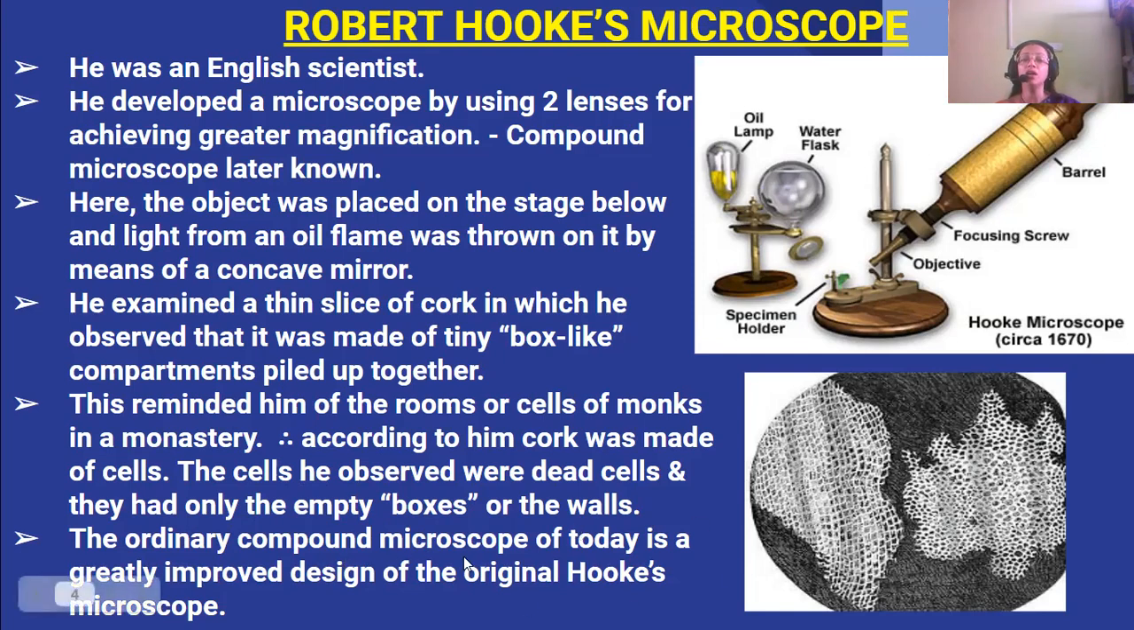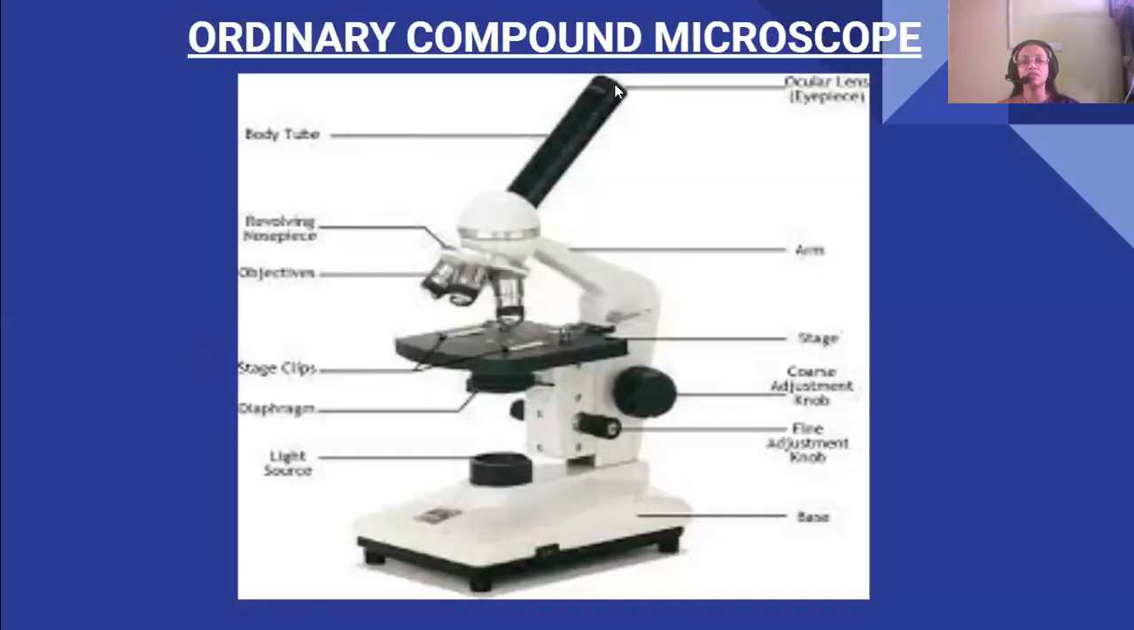Okay, the ordinary compound microscope of today is a greatly improved design of the original Hooke's microscope. So the original Hooke's microscope has been modified and improved to form today's compound microscope. Okay. Next, this is the compound microscope of today. This is the eyepiece, and these are the objectives where the lenses are fixed. One would place his eye over here and see the objects through these objectives.